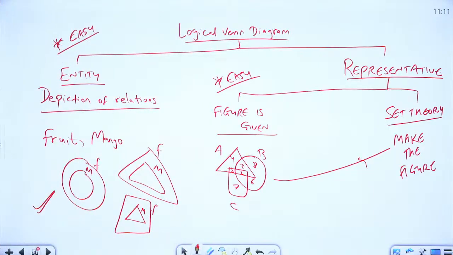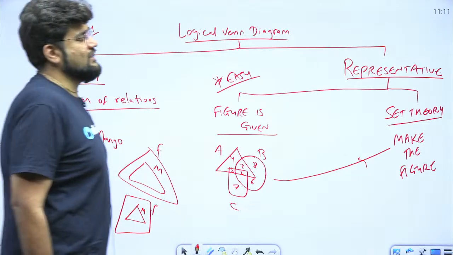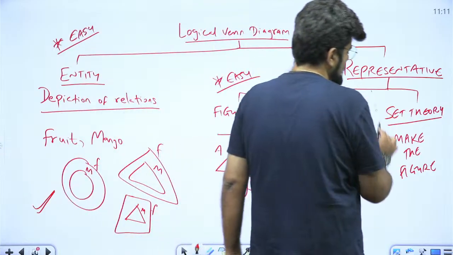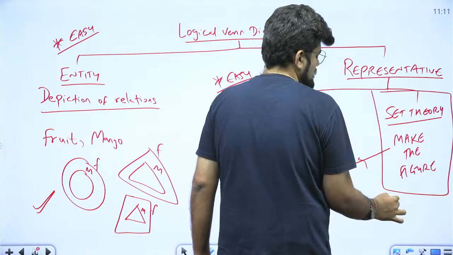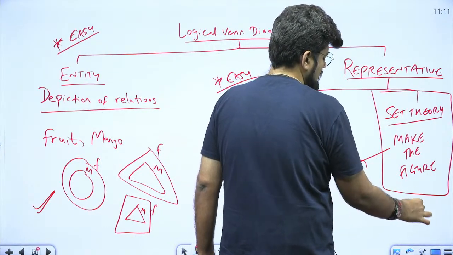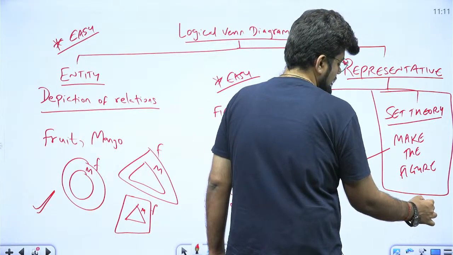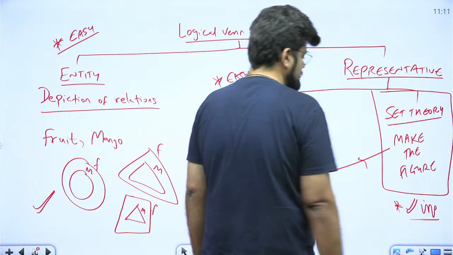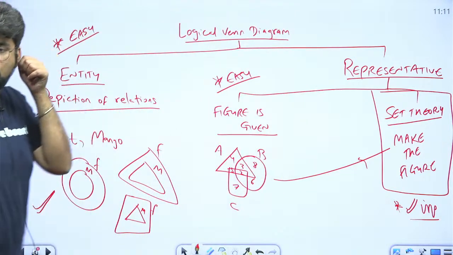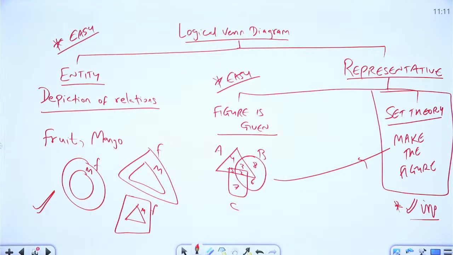So that is a set theory based. This is the most challenging one. I mean, not normally, but they can form challenging questions under this also. So this is important. They can form challenging questions under this category. Otherwise, these are very normal.